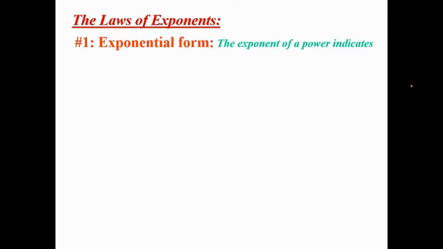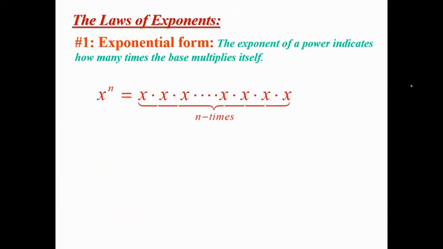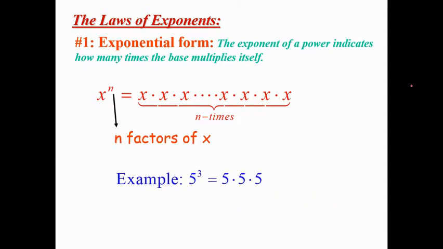Let's take a look at the laws of exponents. The first law is exponential form. The exponent of a power indicates how many times the base multiplies itself. So if you have x to the n, that means we have n factors of x. So our example, 5 to the third power, or 5 cubed, is 5 times 5 times 5.